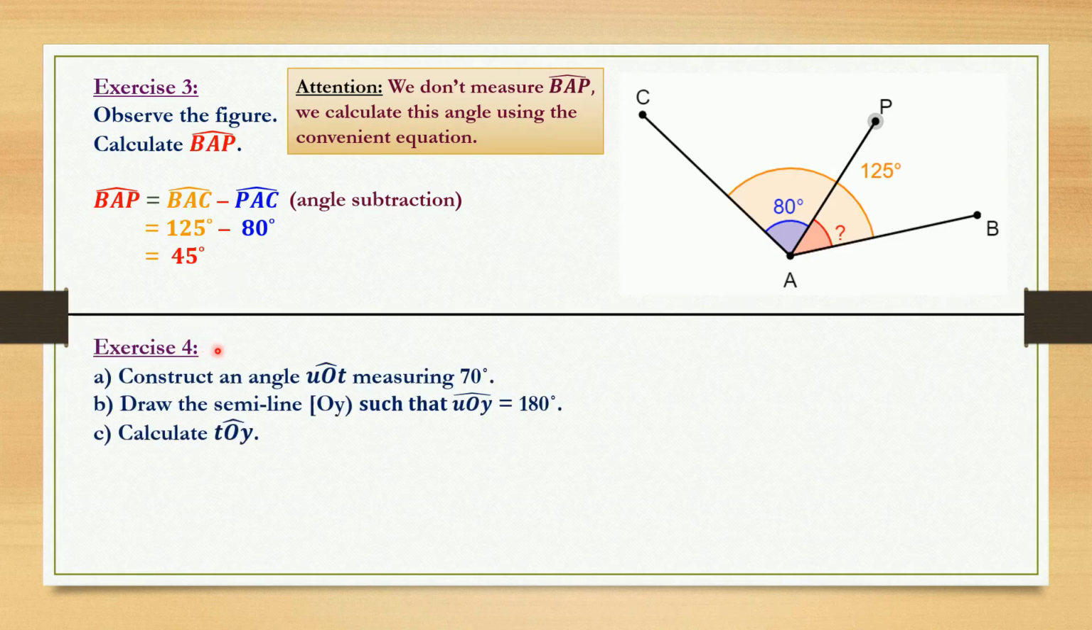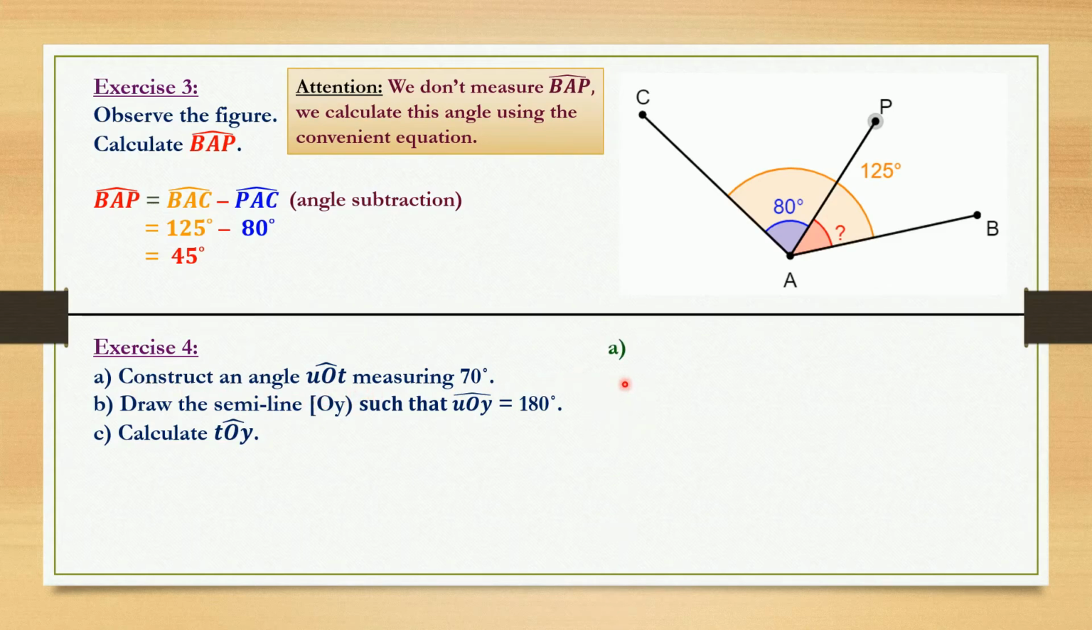Now exercise 4. Construct an angle UOT measuring 70 degrees. Draw the semiline OY such that UOY equals 180 degrees, then calculate TOY. Let's start step by step. First, let's construct the angle.